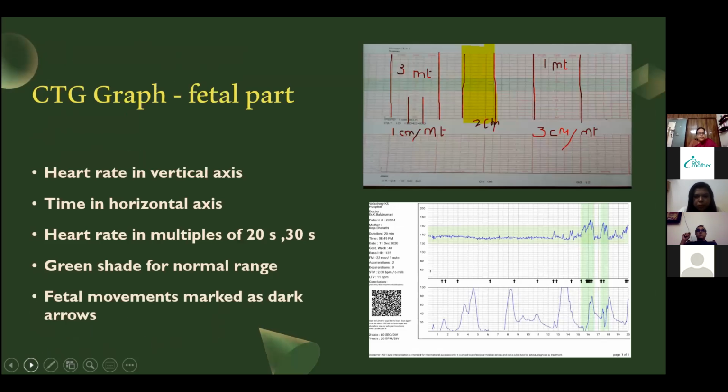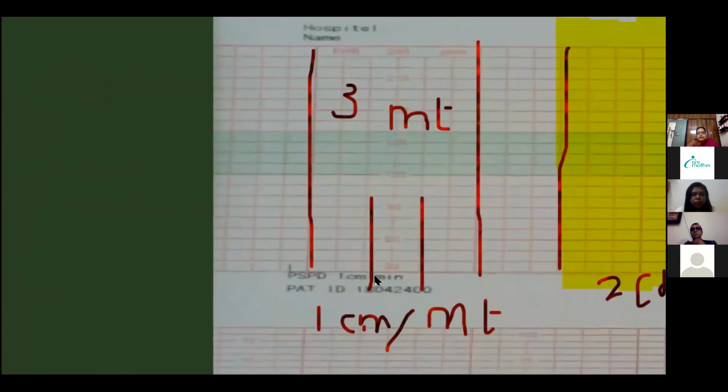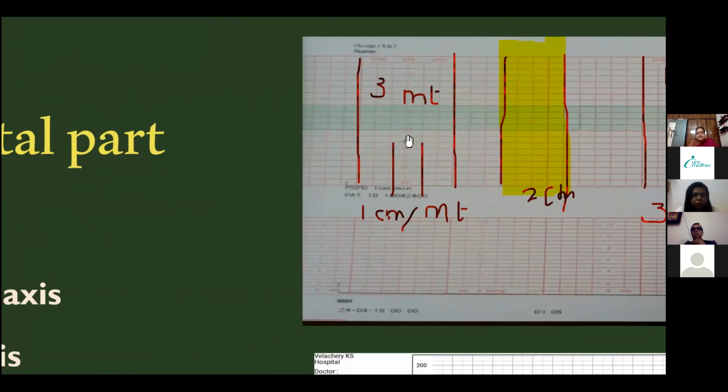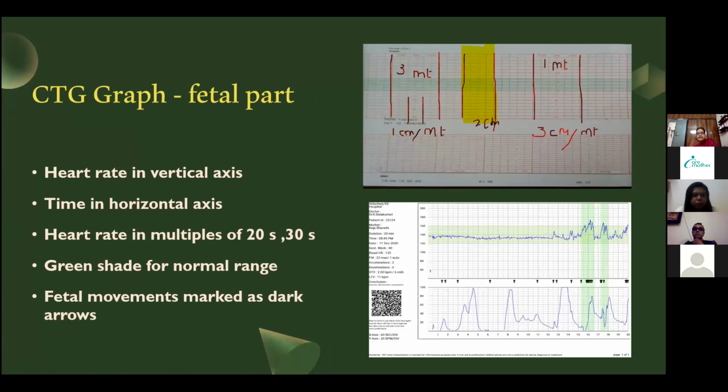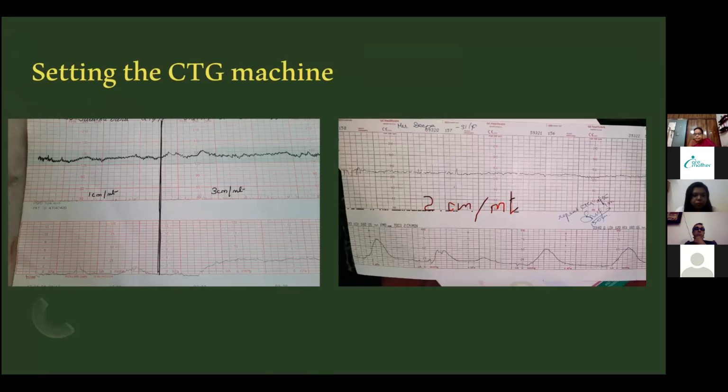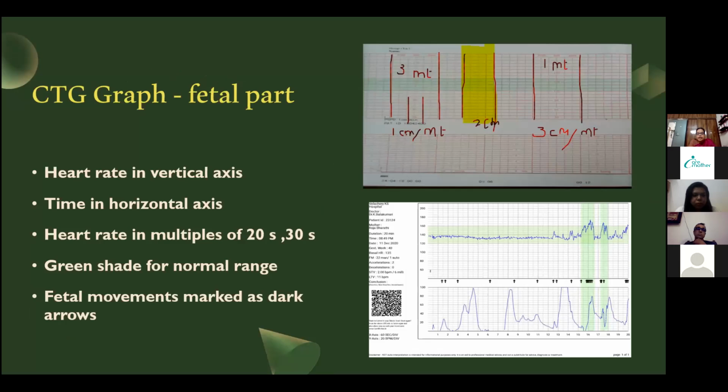Let us go to the fetal part. In the fetal part, the heart rate is represented on the vertical axis and the time on the horizontal axis. With different papers, the marks will be slightly different. The vertical axis in this machine is in 30s. If you enlarge and see, you see 30, 60, 90, 120, 150 like that. Whereas in this machine, it is in 20s. So again, you have to be sure of what you are looking at.